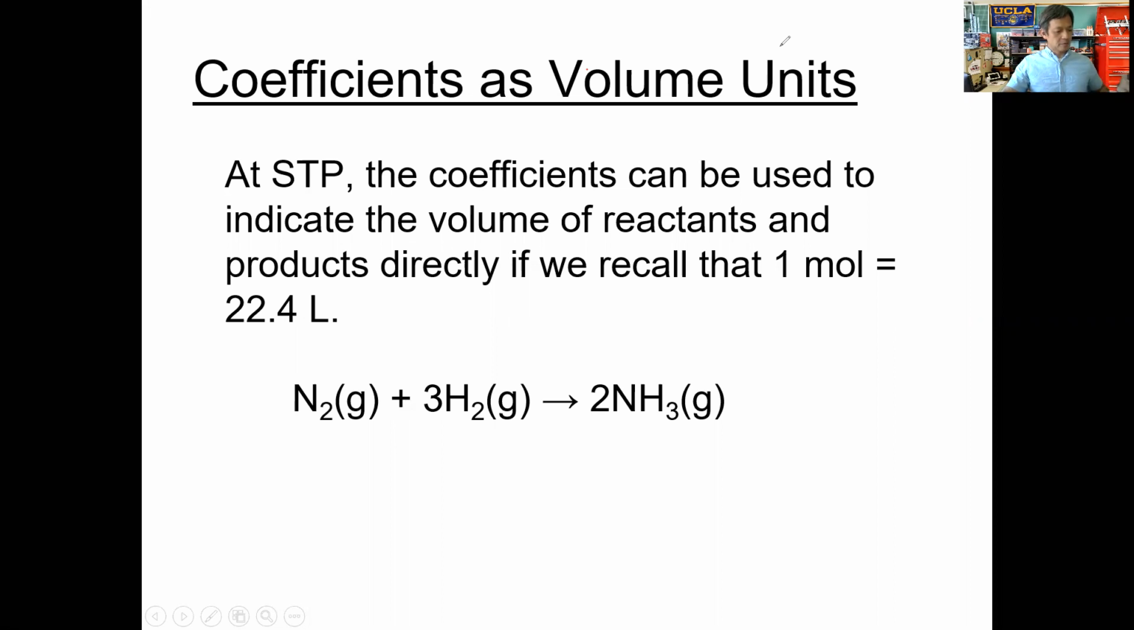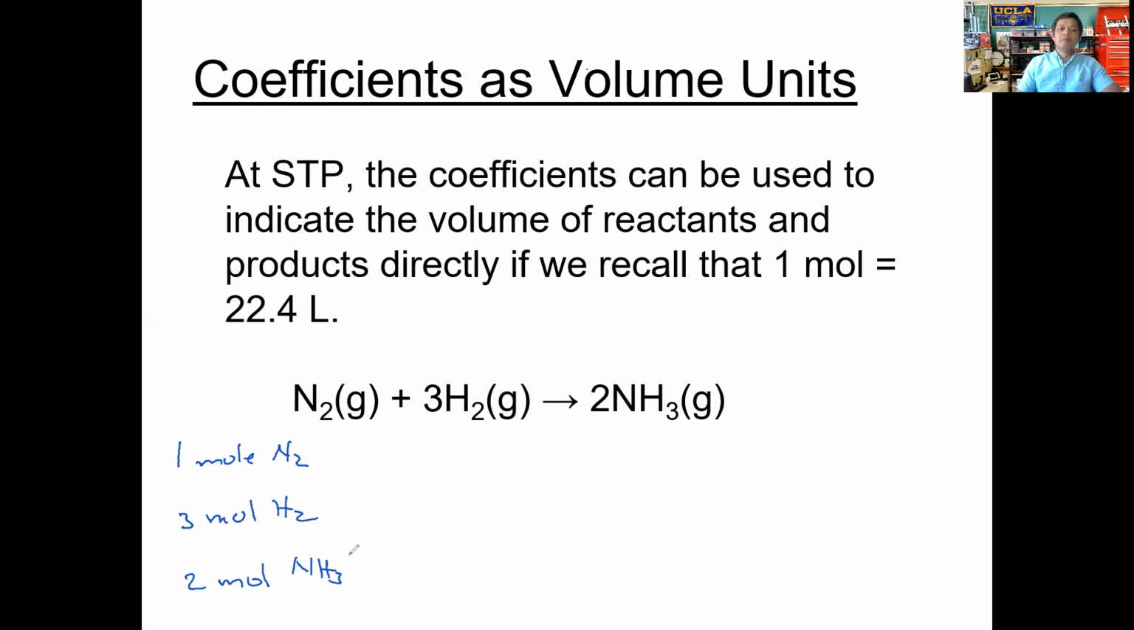Let's write out the number of moles first here. All right, so let's take a look at what we have. We start out with 1 mole of nitrogen, 3 moles of hydrogen gas, and we form 2 moles of ammonia. Pretty straightforward. We got that.